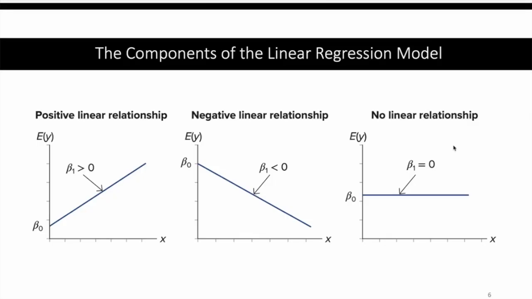So the components, as we said, are still here. This is the expected value of y for different values of beta 1 and beta naught. If beta 1 is positive, we're going to have a positive relationship. If beta 1 is 0, then we have no linear relationship. If beta 1 is negative, we can have a negative linear relationship.